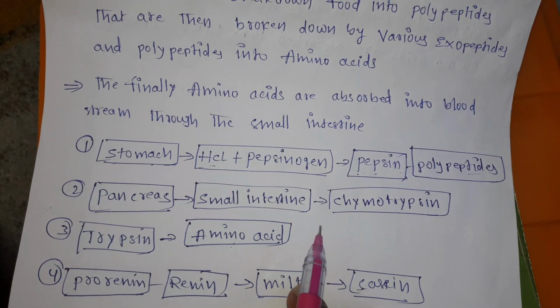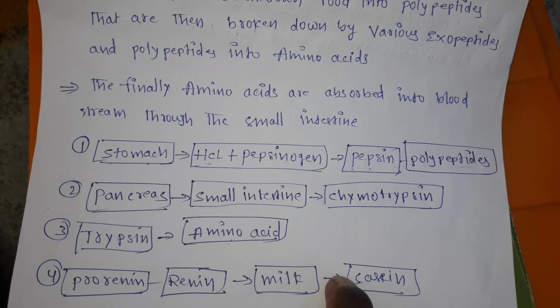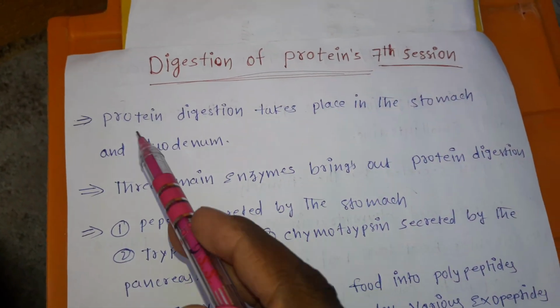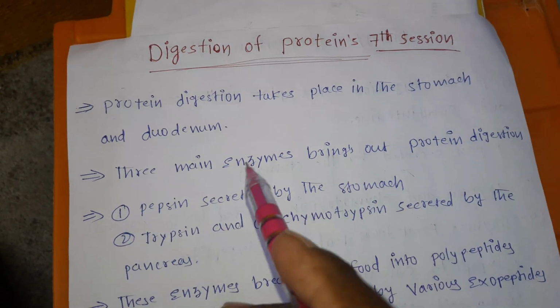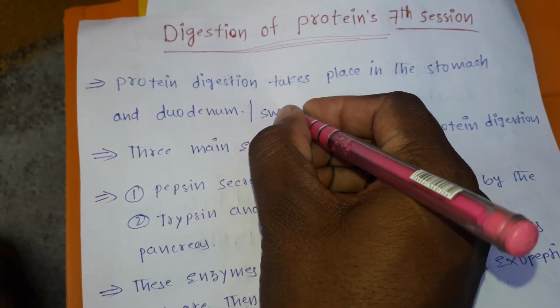Let's see it by sentence. In this form we cannot write in the exam; this is only for understanding. Let's see the answer. Protein digestion takes place in the stomach and duodenum, which means the small intestine.